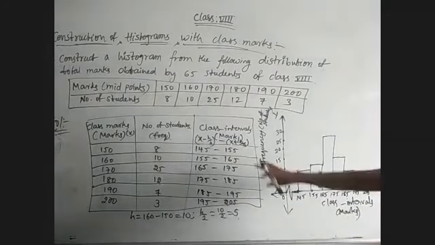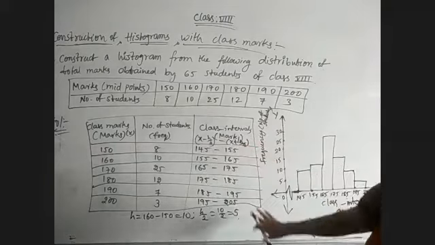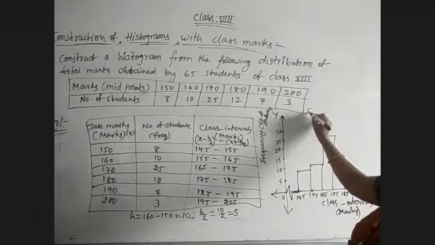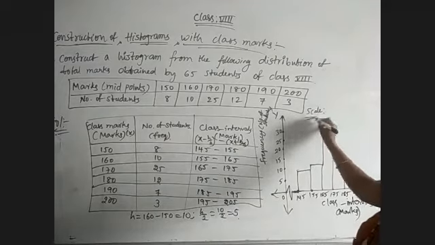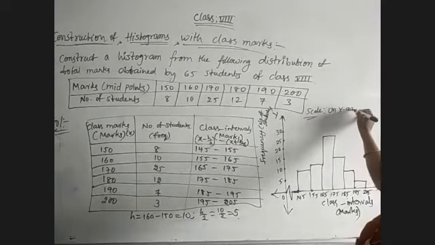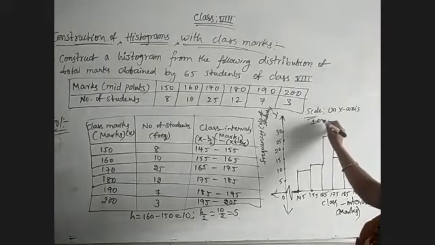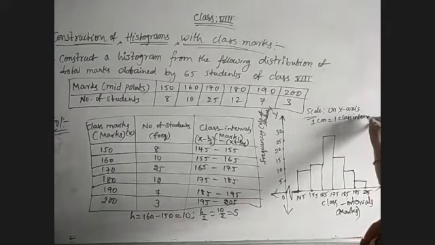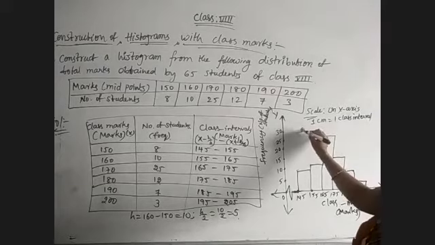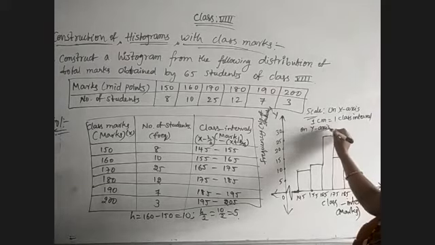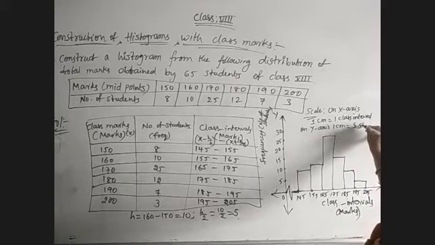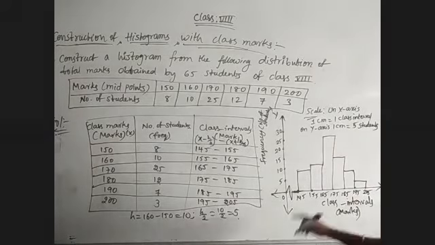Just observe, when class marks are given, first we will find out the class intervals, and then same as before we will choose the appropriate scale. So scale on the x-axis is 1 centimeter equal to 1 class interval, and on the y-axis 1 centimeter equal to 5 students we have taken. Okay, so like this we have drawn.